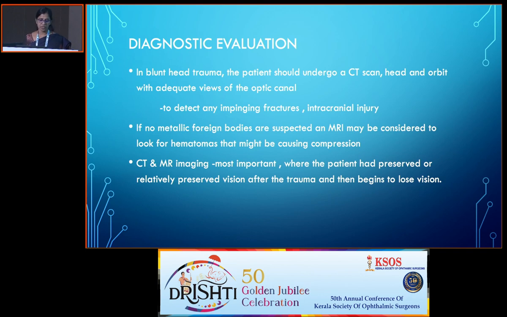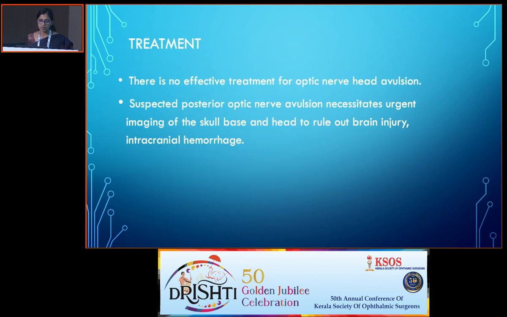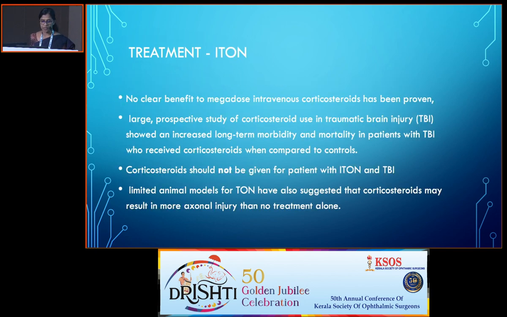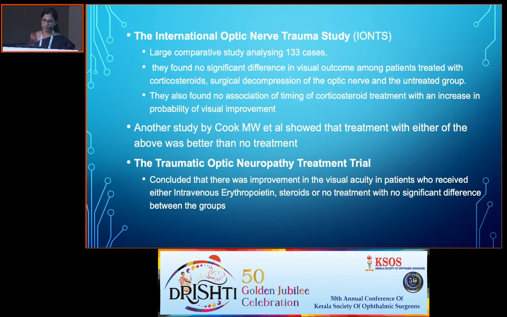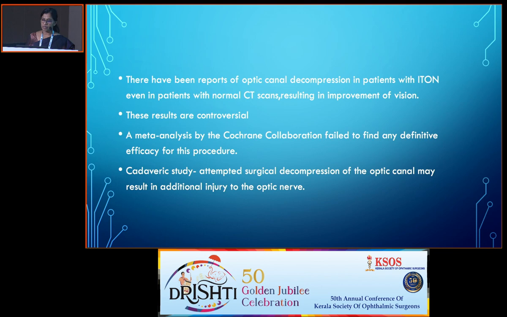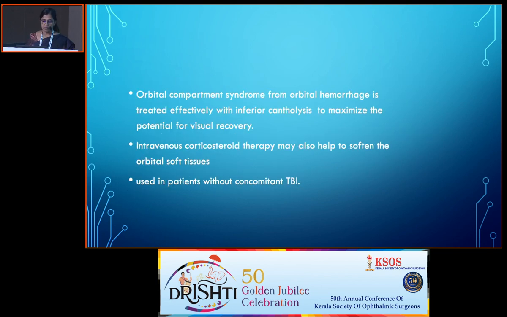So again, evaluation, that is first pupillary reflex, then imaging. CT scan is more important if we suspect bone fractures, and if there is no metallic foreign body, then we can do MRI. So there is no effective treatment for this traumatic optic neuropathy. There are many studies which support megadose steroids, and some studies say that there is no definite improvement with steroids. So still it is controversial whether to give steroids or not.